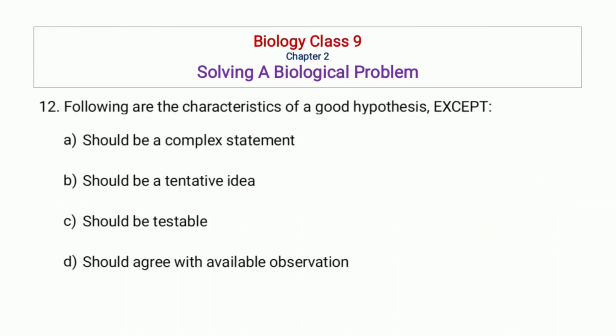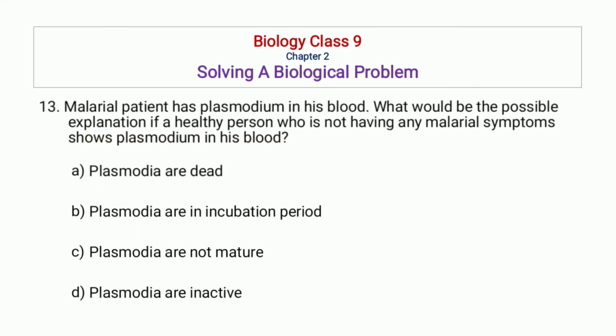Following are the characteristics of a good hypothesis except: should be a complex statement, should be a tentative idea, should be testable, should agree with available observation. The correct option is should be a complex statement. A malarial patient has Plasmodium in his blood. What would be the possible explanation if a healthy person who is not having any malarial symptoms shows Plasmodium in his blood? The options are: Plasmodia are dead, Plasmodia are in incubation period, Plasmodia are not mature, Plasmodia are inactive. The correct option is Plasmodia are in incubation period.